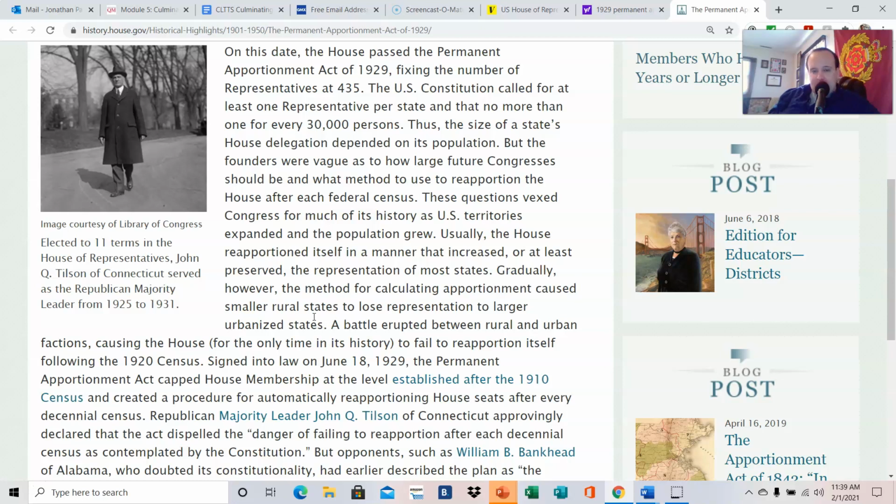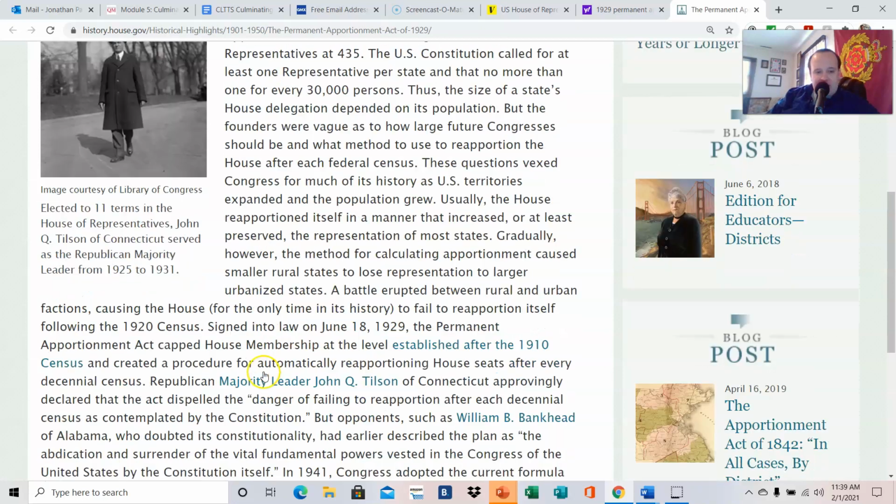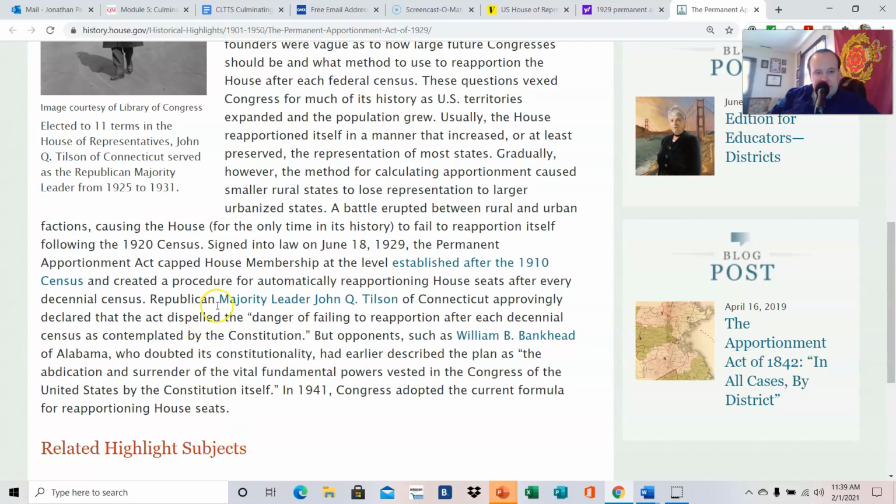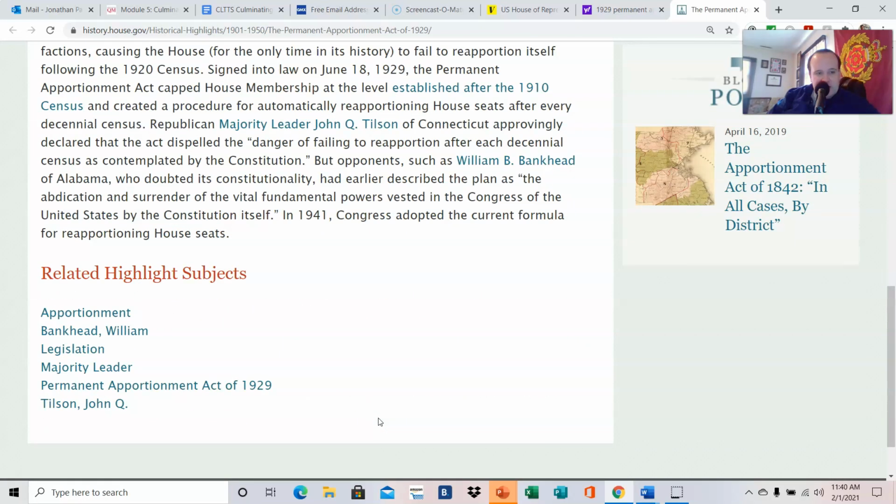So we reapportion the House after every federal census, 2020. When that all gets finalized, the House will be reapportioned again. Illinois will probably lose a House seat, maybe two. The states had a little bit of a battle in the House, and the House failed to reapportion itself after the 1920 census. So they passed this act, and the House membership was capped at levels established by the 1910 census, and created this procedure for automatically reapportioning House seats. People certainly had their views on it, but it's just kind of the way it's been.